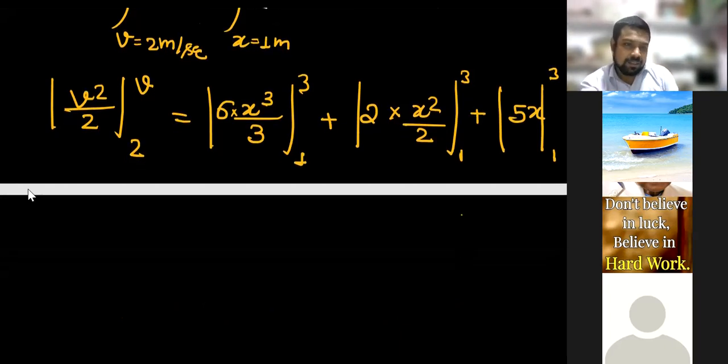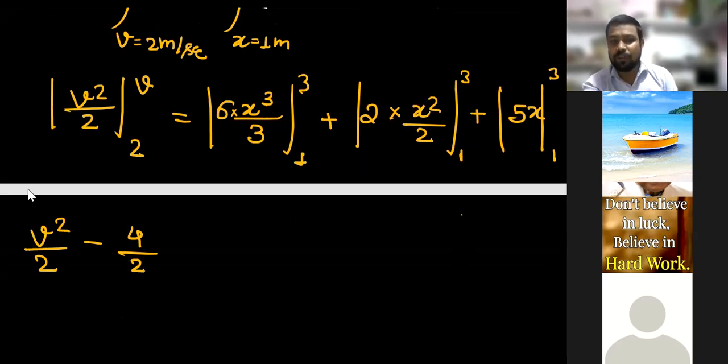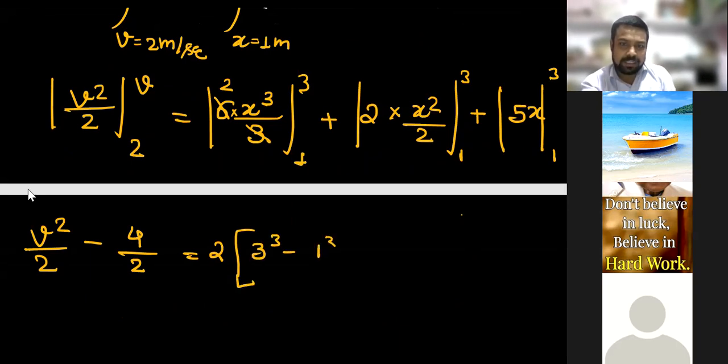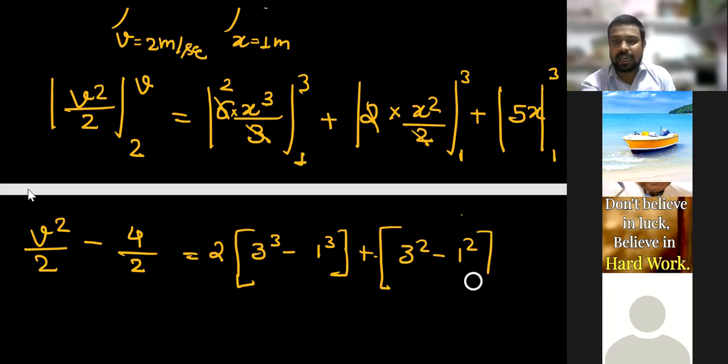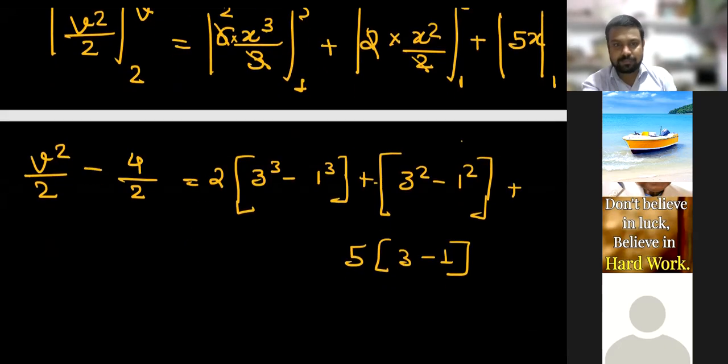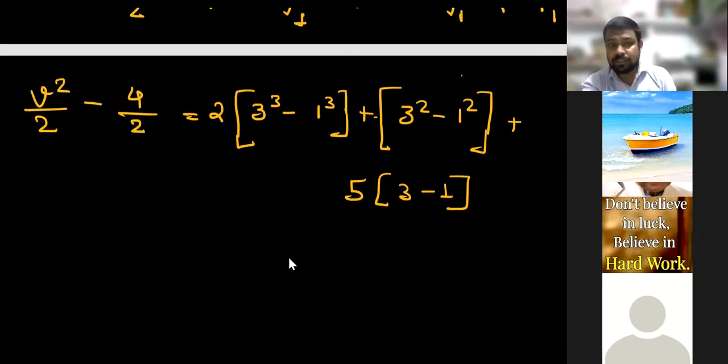That means there is v square by 2 minus 4 by 2. Clear, my dear friends? The square of 2 is 4, by 2. So it's the 3 cube minus 1 cube, the 2 cancels, plus 3 square minus 1 square plus 5 into 3 minus 1. Clear, my dear friend? Yes, sir. Tell me what is the result?